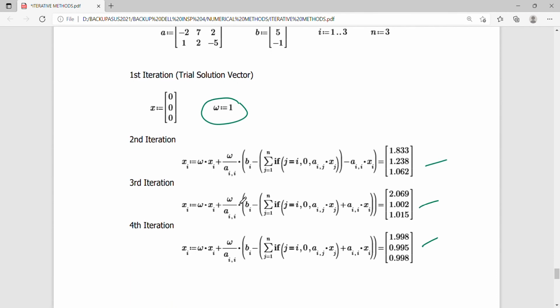Okay, so how to do it using the real relaxation method? So we ought to choose a value of xj which is relaxed or changed or modified by simply changing the value of omega or w to less than 1 or greater than 1, and try to observe what happens to the speed of convergence.